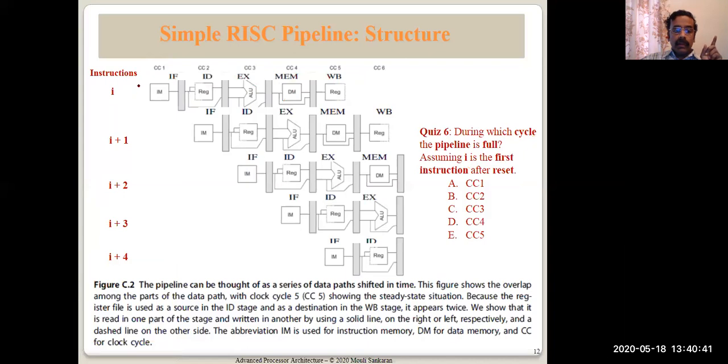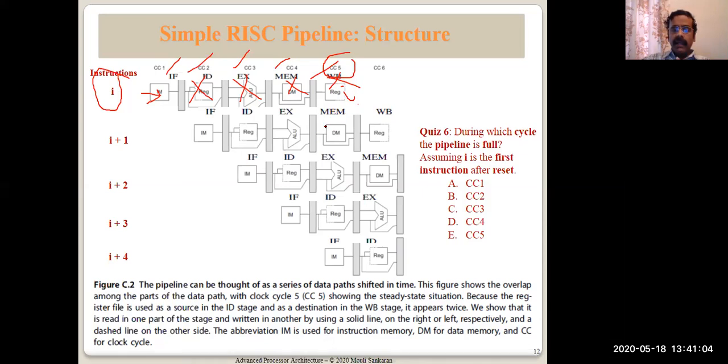See, I told you the first instruction is this, and there are no instructions here to start with. After that, it will start moving in. When will the pipe be full? Only when this I moves here. When I moves here, how many cycles have gone? 5 cycles have gone. CC5, I will be here.